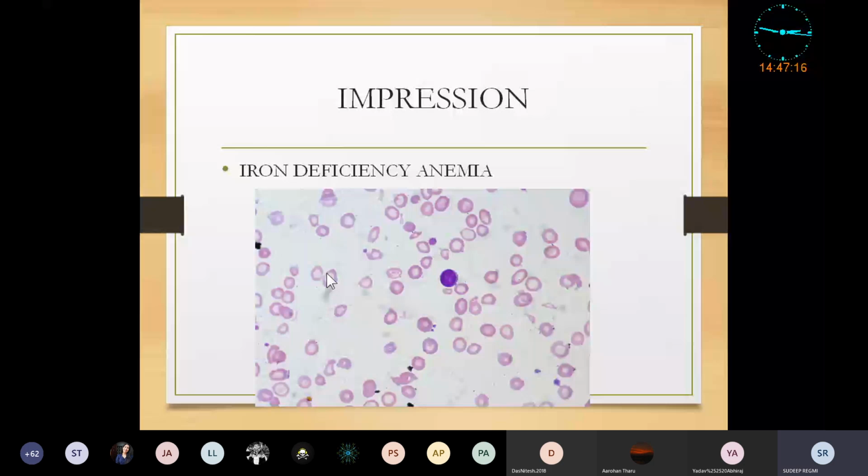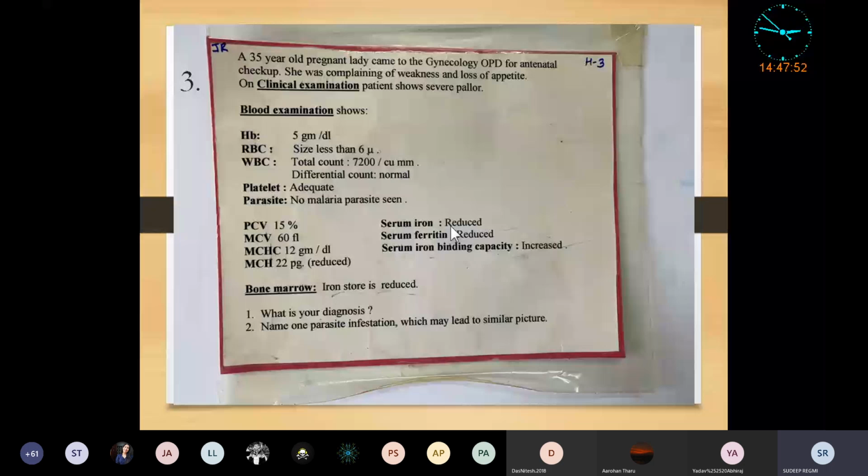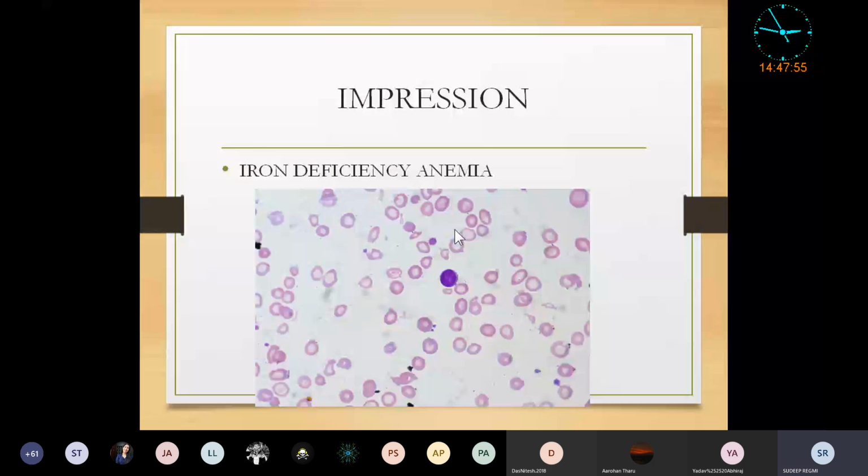Here you can see pencil cells, leptocytes, and here compare the size of the RBCs with the nucleus of the normal small lymphocyte, that is less than the size of the lymphocyte nucleus. So this is microcyte. So this is microcytic hypochromic anemia, which is mostly due to iron deficiency anemia, and all these RBC indices have been given along with serum iron profile. So this is an iron deficiency anemia. So let's go to the fourth.